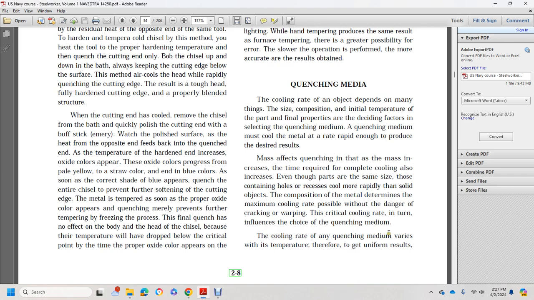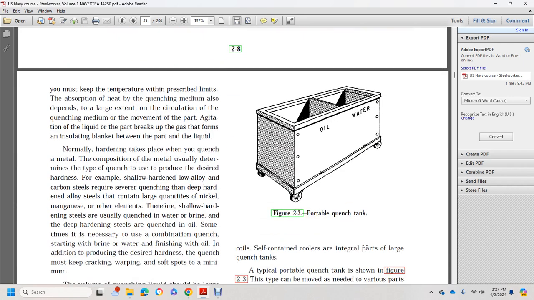The cooling rate of the quenching medium varies with the temperature. Therefore, to get uniform results, you must keep the temperature within the prescribed limit during the absorption of heat. The quenching action also depends to a large extent on the circulation of the quenching medium and the movement of the part. Agitation of the liquid breaks up the gas forms of the insulating blanket between the part and the liquid.